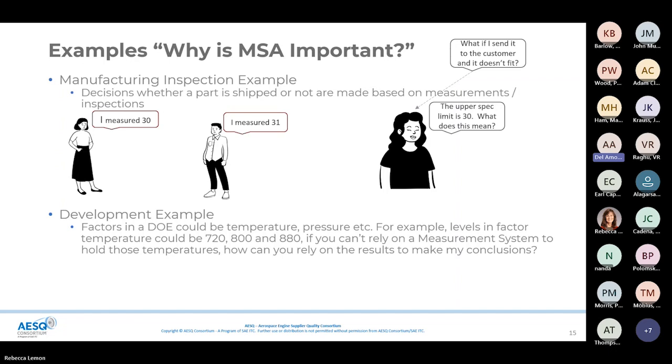Another example is in design of experiments. You're going to have a number of factors, for example, pressure, temperature, altitude, etc. How can you trust setting the right levels of temperature, for example, to perform your experiment? If you don't have a passing MSA, you might not be able to set the temperature at the levels that you want. And if you cannot do that, how are you going to rely on the results? And how are you going to make any conclusions if you cannot trust your measurements?